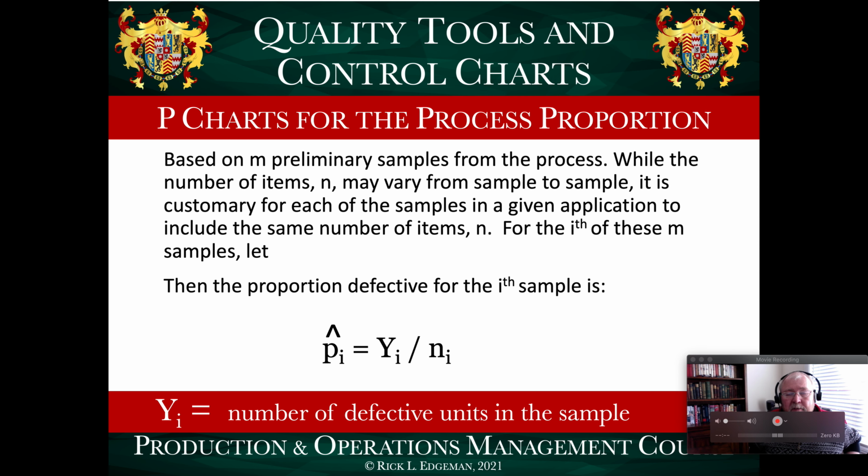So we're going to do the same sort of thing. We are going to need 20 to 25 preliminary samples. You can get more if you want. But it's generally considered that you need 20 to 25 preliminary or initial samples sequenced.